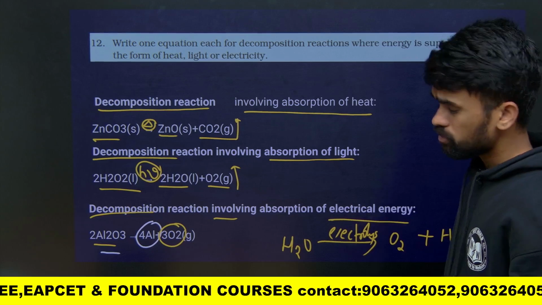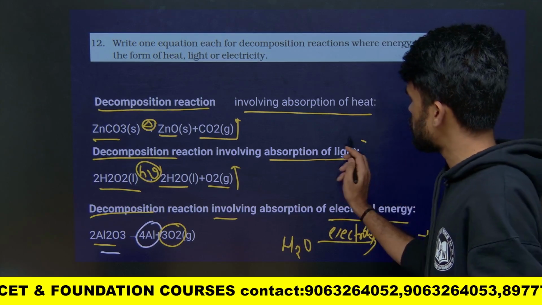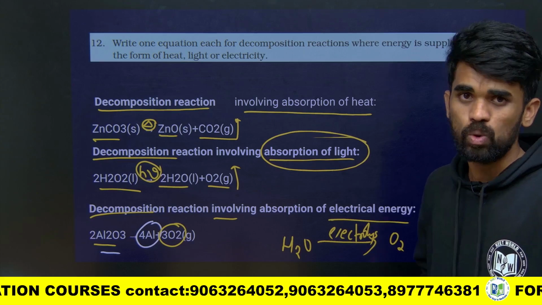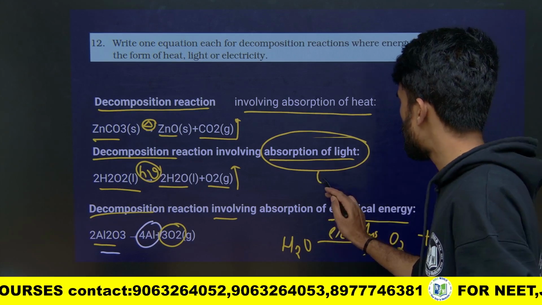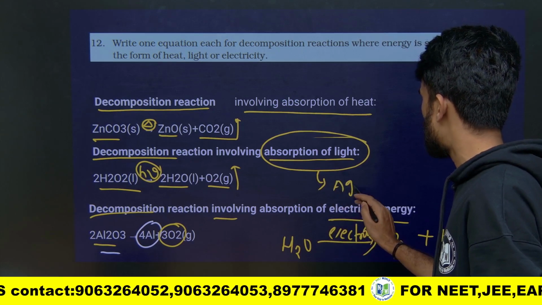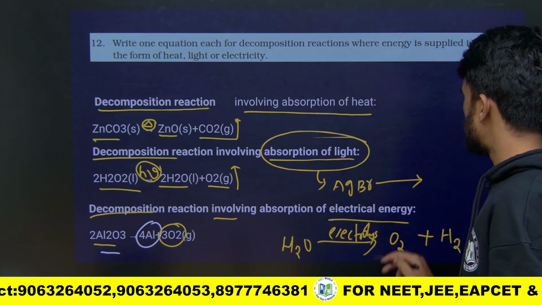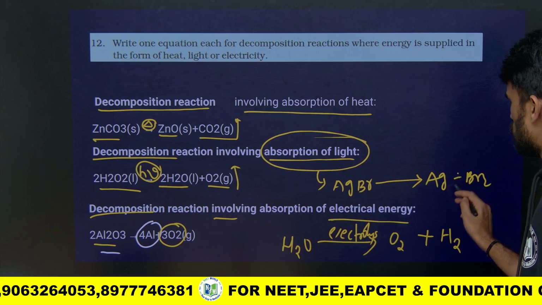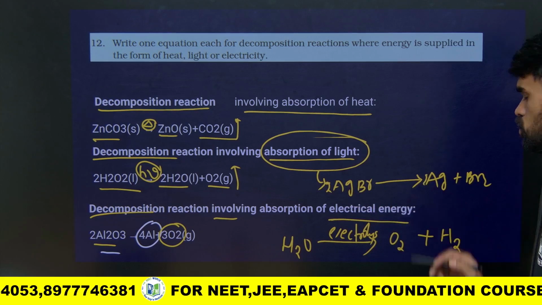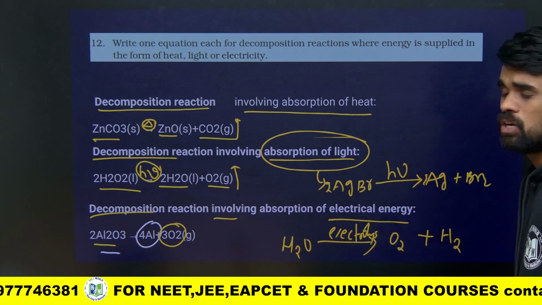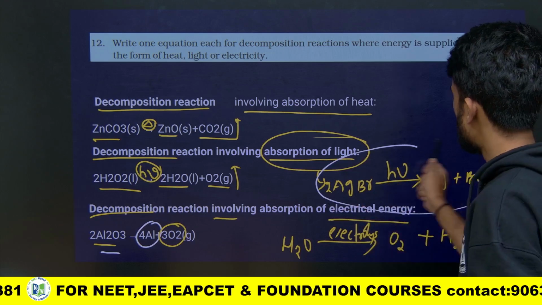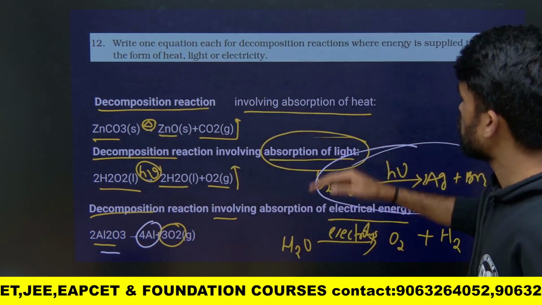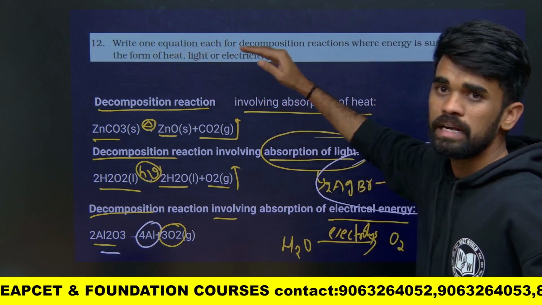Okay, now we also discussed decomposition in the presence of light. We can call it the photolysis process. What is that? Photolysis process, where I have explained AgCl or AgBr. These decompose into Ag and Br2, right? This happens in the presence of light, so we can call it a photolysis process. So this is about 3 forms of decomposition reaction: in the presence of heat, light, electricity.